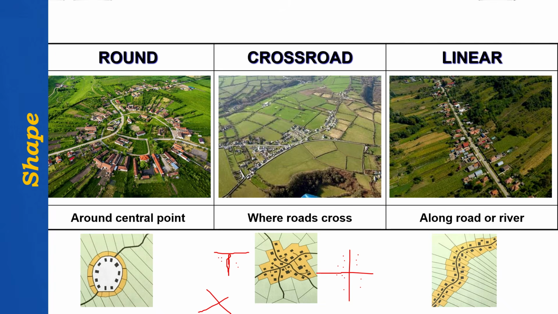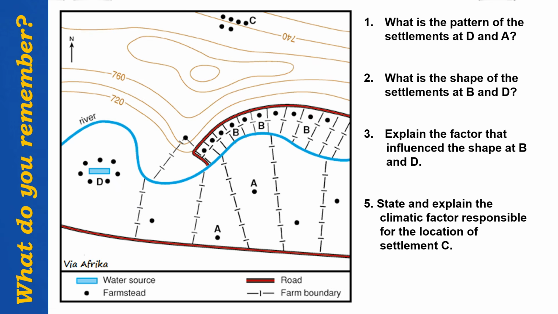So there are three types of crossroads. The one that's shown here is star-shaped. We have a T-shaped, we have a cross-shaped one. And then linear: you can see that it's along a road, it can also be along a river. Here's the road, and then along it we have settlement. It's along a line. It's a linear settlement.